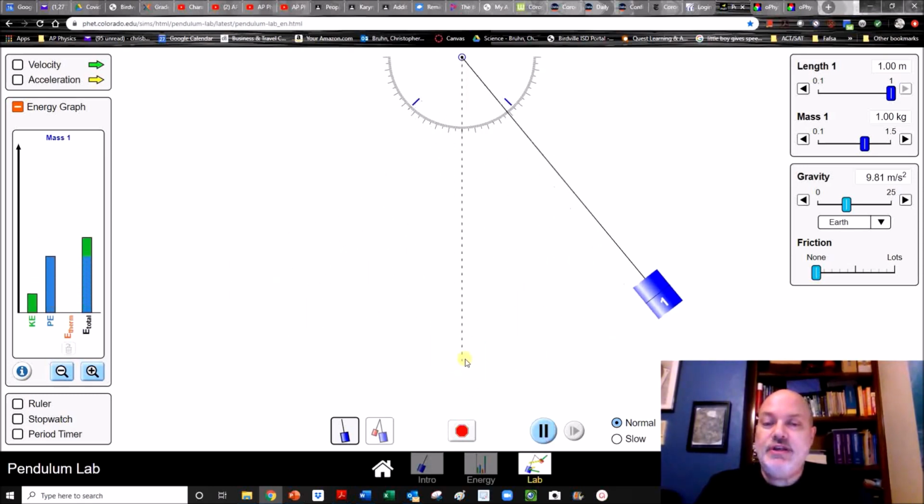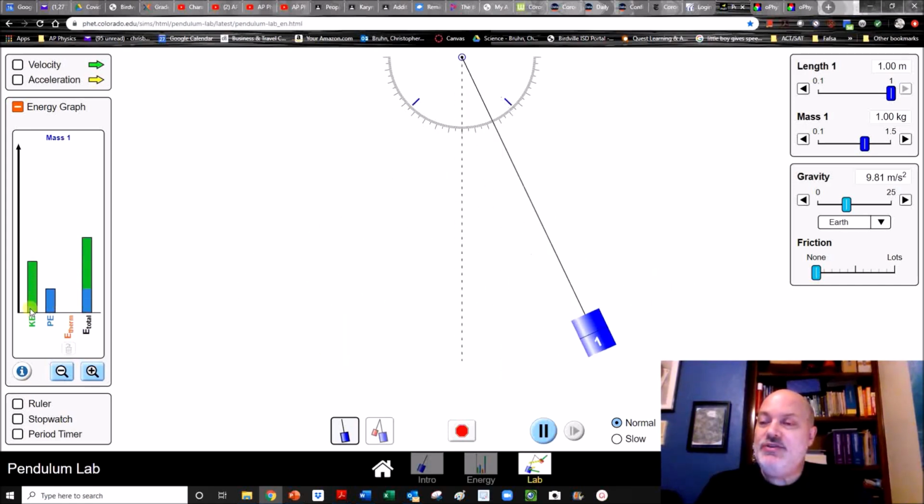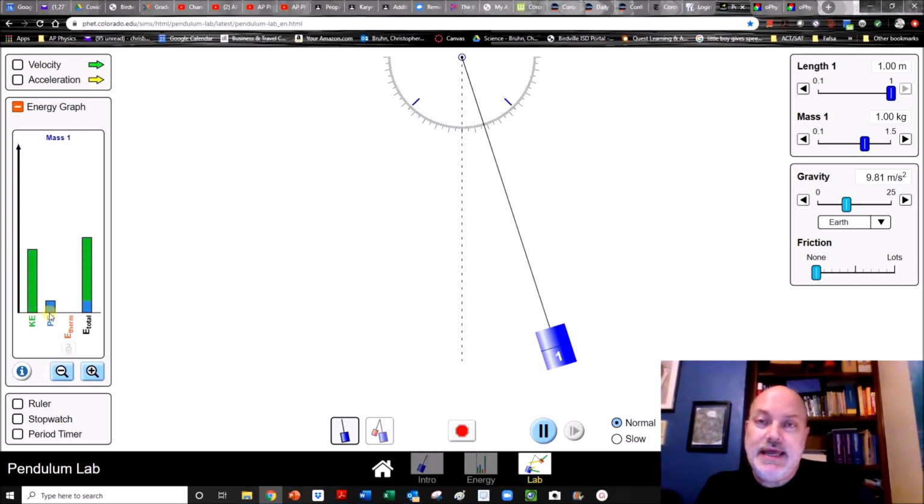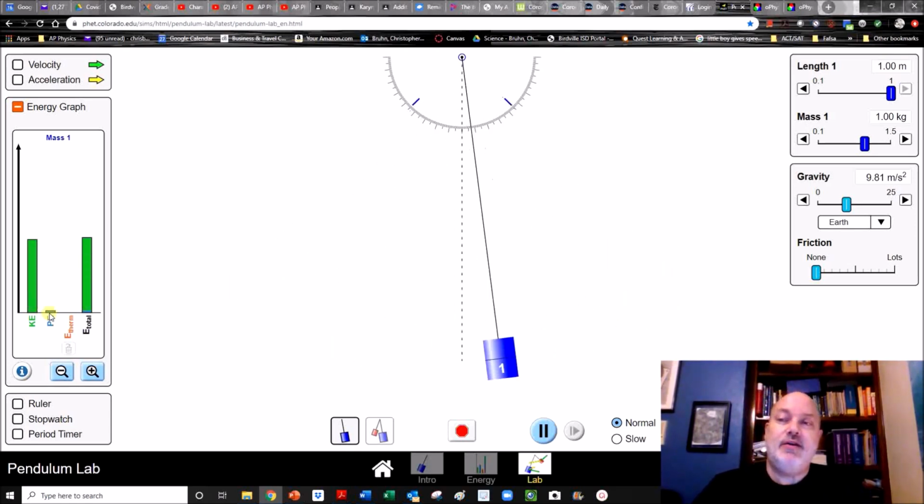We're going from kinetic energy here at the bottom to gravitational potential energy here at the end. And it's just oscillating back and forth between the two. The maximum potential energy equals the maximum kinetic energy as we oscillate back and forth.